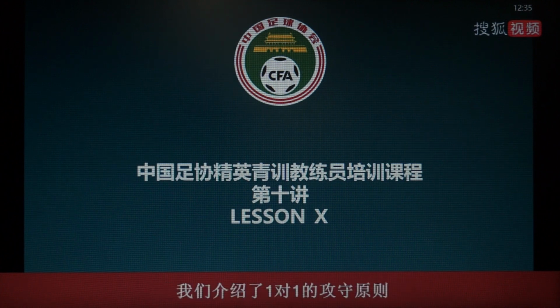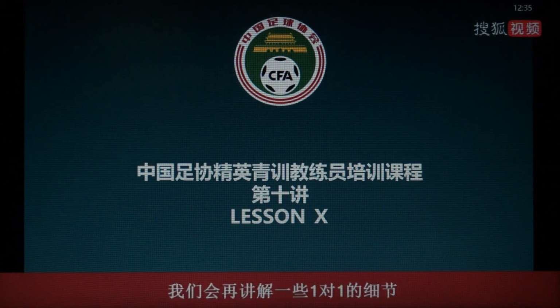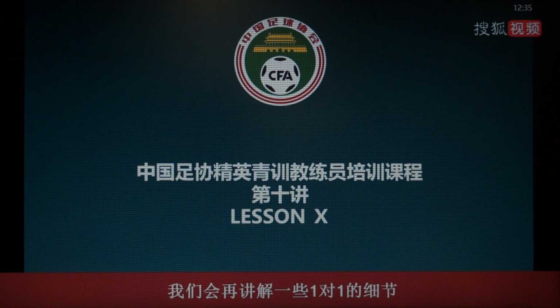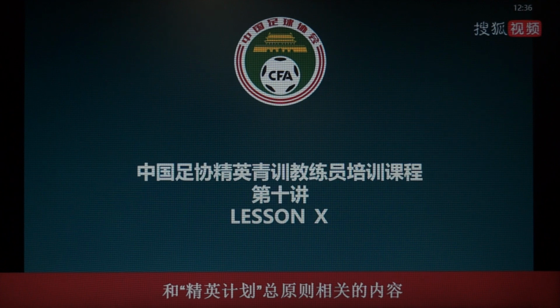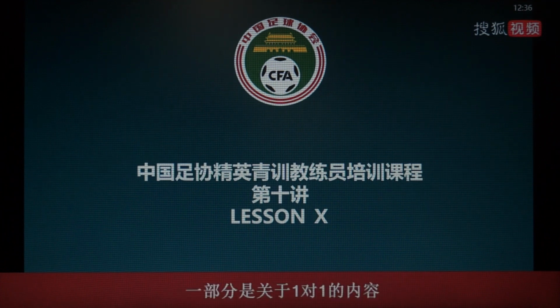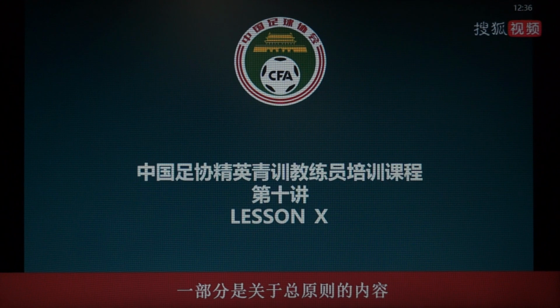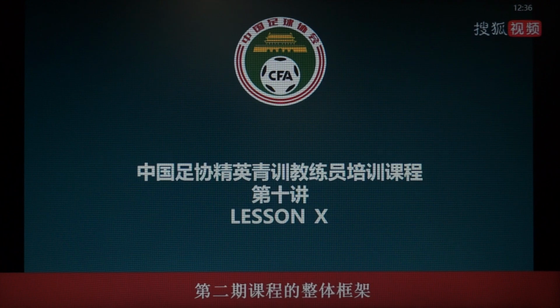Last lesson we were focusing a lot on the 1 against 1, and today we will talk again about some details in the 1 against 1. But we will also talk about our general principles from the red print. First part, so we have 1 against 1, and then the general principles. And at the end of this lesson we will give an overview of what you can expect in part number 2.